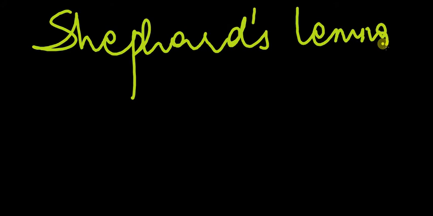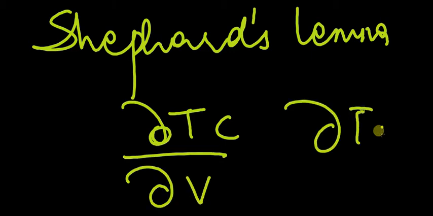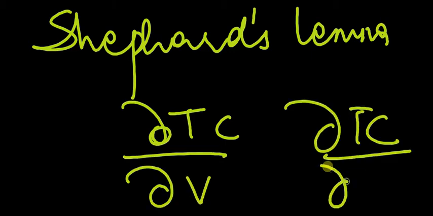So Shepherd's lemma is basically a trick to obtain contingent demand functions from the cost function. So what is a contingent demand function? We have already discussed it. The contingent demand function for any input is given by the partial derivative of total cost with respect to that input's price. This is Shepherd's lemma.